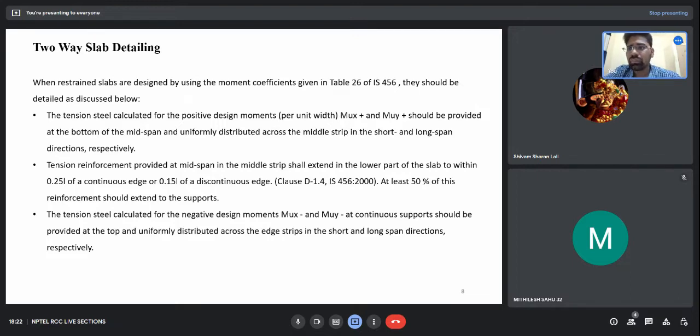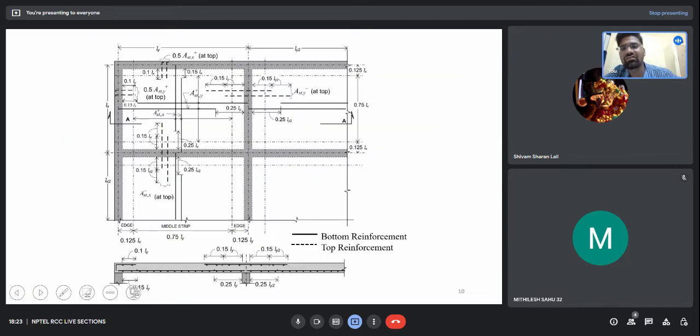We have already seen the curtailment of bars in the continuous one-way slab. Now we will be seeing it for the two-way slab. So what does the first point say? The tensile steel calculated for the positive design moment Mux and Muy should be provided at the bottom of the midspan and uniformly distributed across the middle strip in the short and the long direction respectively. Let's understand it with the help of this figure.